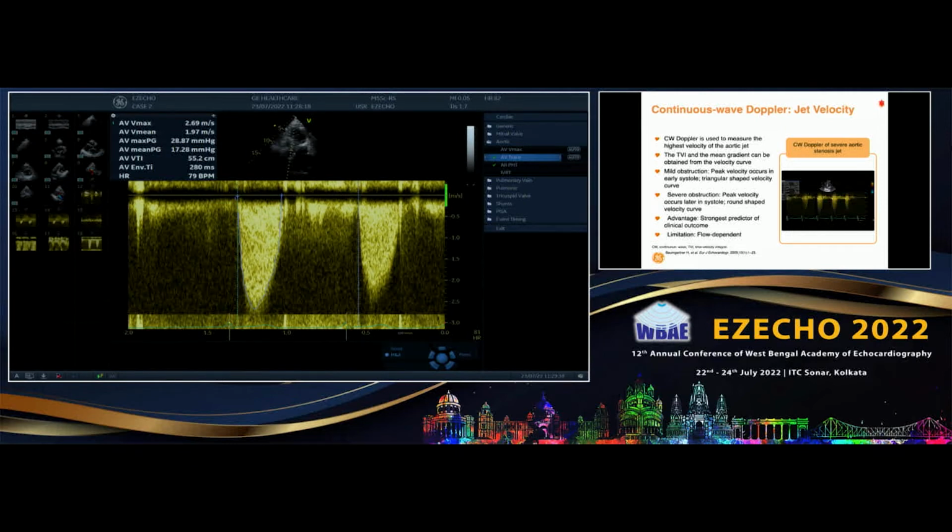And if at that time you get a peak gradient of, say, only 2.5 meters, that means we are not aligned. But the acceleration time to ejection time ratio will not cheat you. It will tell you that you are wrong, and that it is significant. And this works even for low flow, low gradient severe aortic stenosis also.